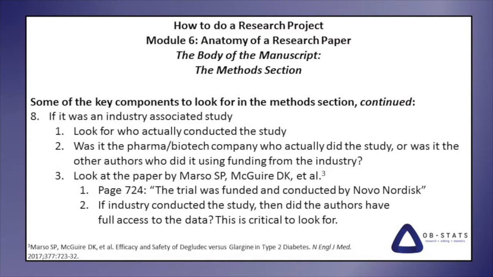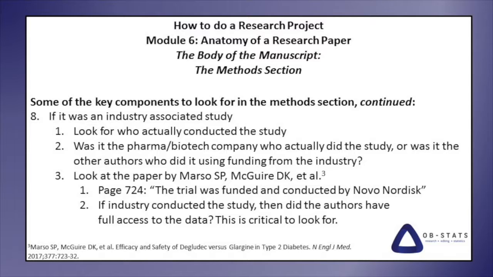Statistical power. A final key component of the methods section to look for is if the study was an industry-associated study. If it was an industry-associated study, look for who actually conducted the study. Was it the pharma or biotech company who actually did the study, or was it the other authors who did it using funding from the industry?